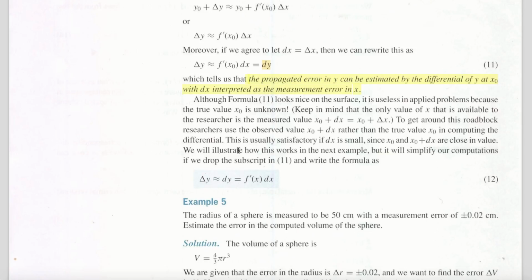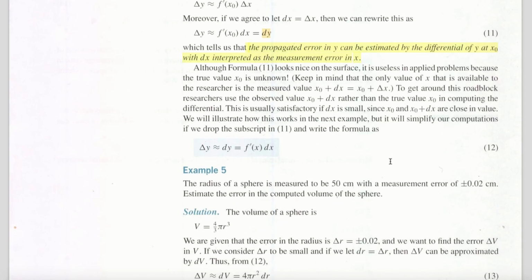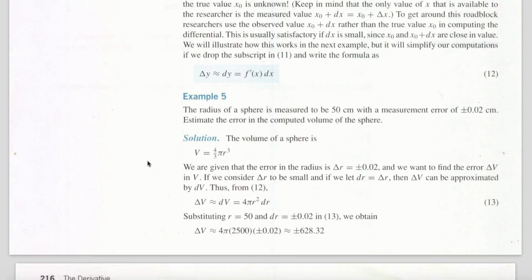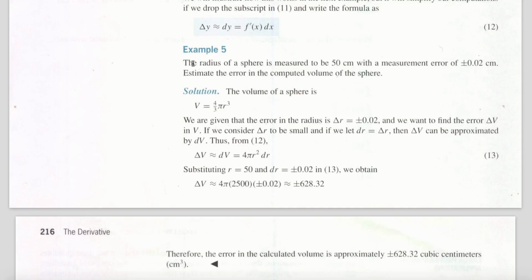We will illustrate how this works in the next example, but it will simplify our computations if we drop the subscripts. In other words, we're going to approximate delta y with differential y, which by definition is f prime of x dx. Okay, let's see if we can nail this concept down with an example. The radius of a sphere is measured to be 50 centimeters with a measurement error of plus or minus 0.02 centimeters.